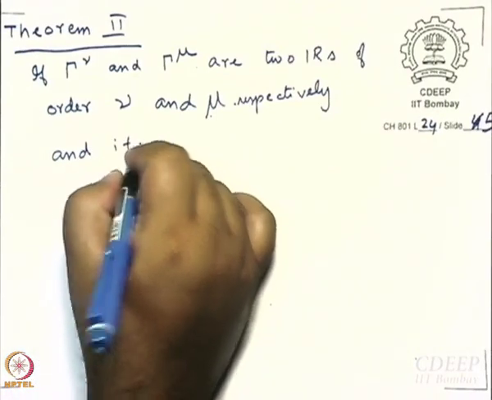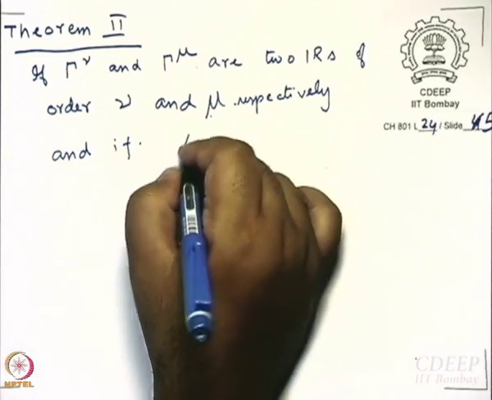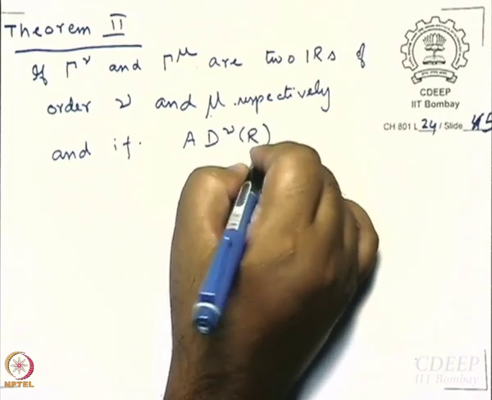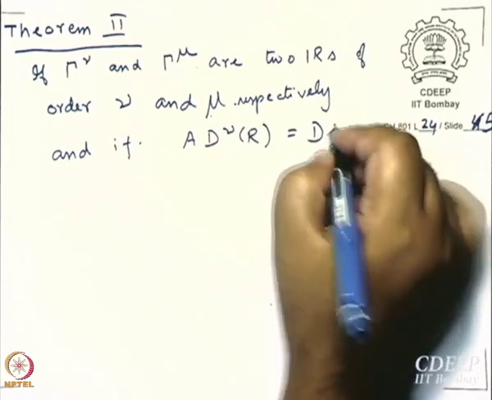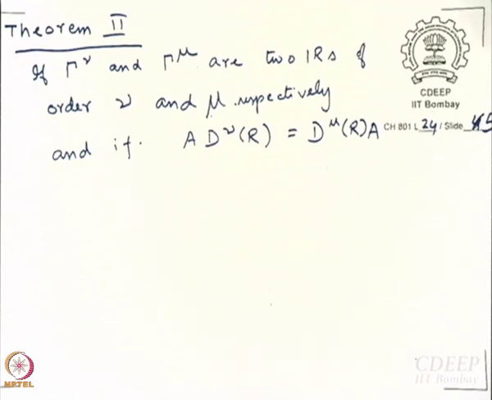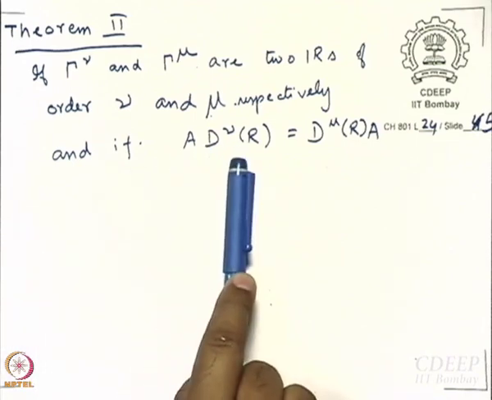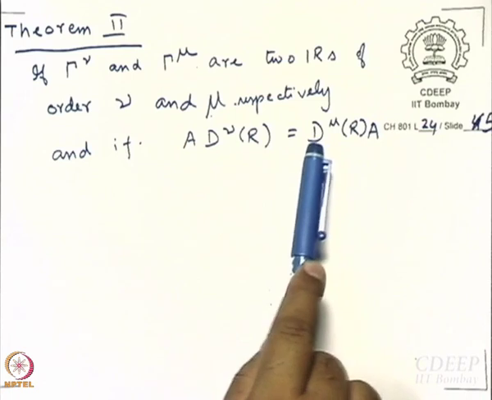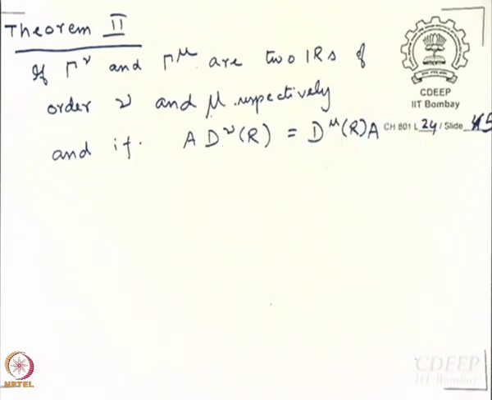say you have a matrix A such that A d nu r is equal to d mu r A. So this is not commutation, right? This is not commutation. You have taken that matrix, you have left multiplied it, you have used it to left multiply d mu r, and you get d mu r right multiplied by A. We are talking about two different representations, irreducible representations.